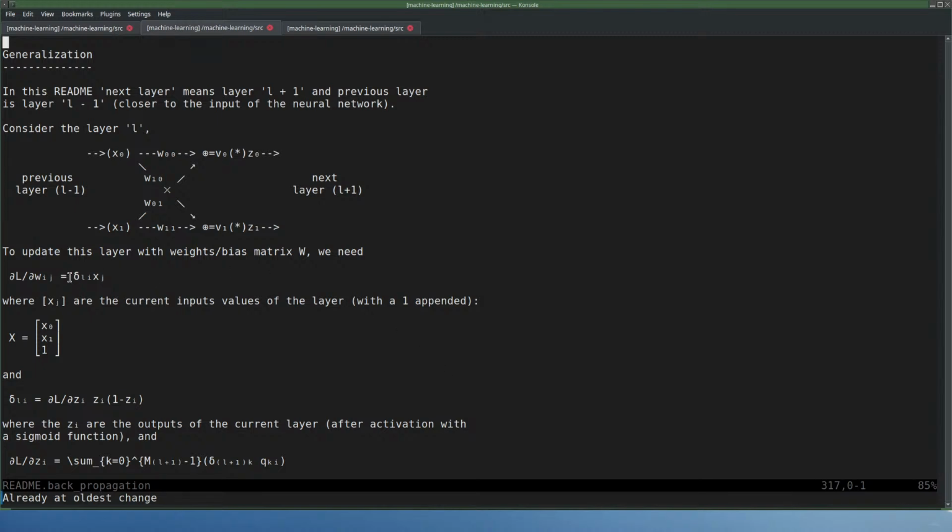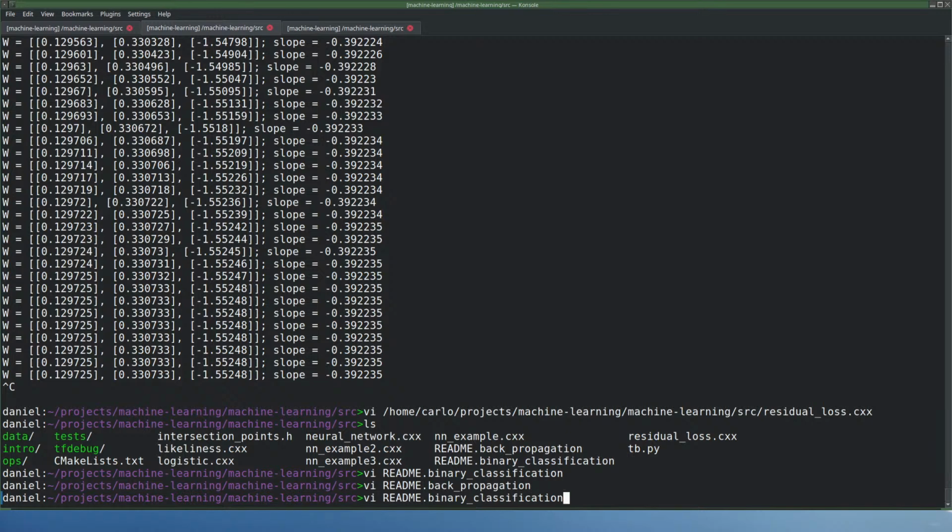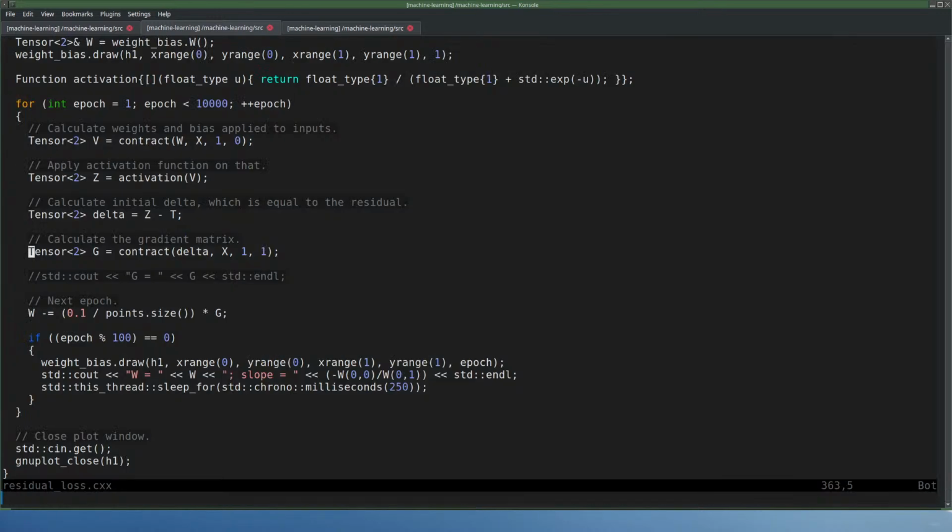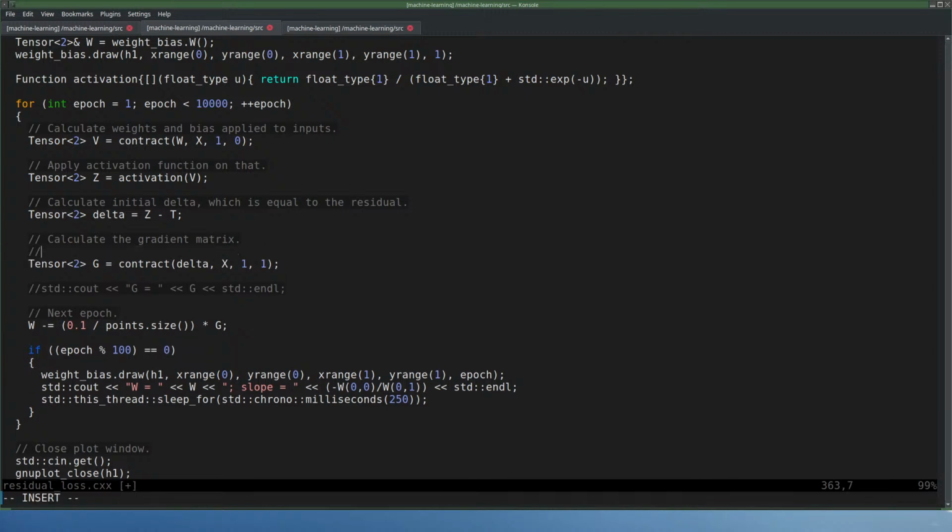Yeah, here we have the x. So the delta times x, where x is the input of the neuron, is the derivative of the loss function with respect to the weights and bias. So this is what I'm doing in that last line here. So g is this, and here you have delta times x, so delta times x.